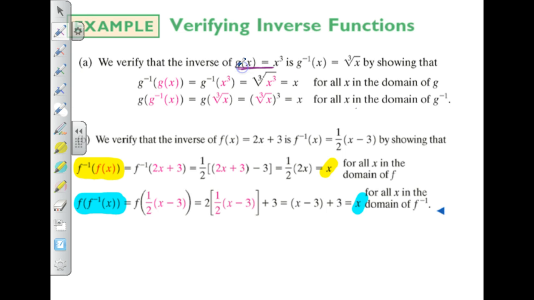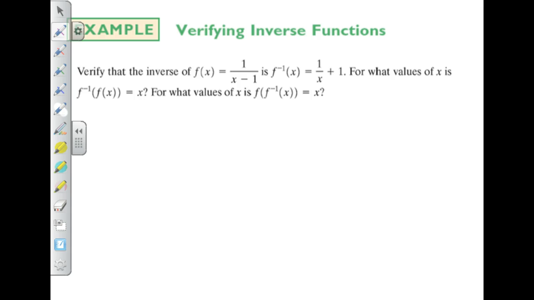If g at x is this, and the inverse function, which we were guessing was the cube root of x, yes, they are inverse functions because why? F at g at x is x, and g at f of x is also x. If you take the function composite with its inverse, it doesn't matter if it's g at f of x or f at g at x, it doesn't matter how you define it.